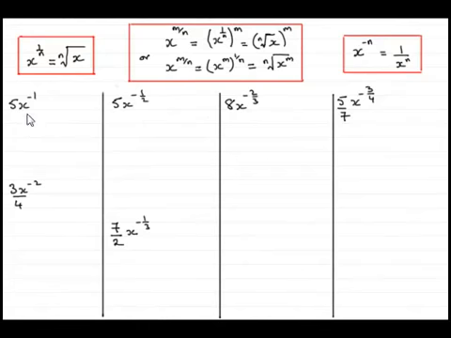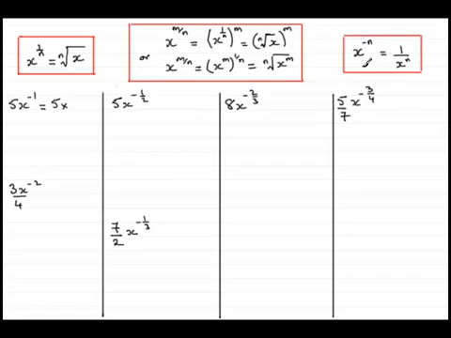This is how we simplify terms like you see here with negative powers. What we're going to do is use one or more of these rules that you see up here. Let's start by looking first of all at 5x to the power minus 1. This is 5 times x to the power minus 1. But what is x to the minus 1?